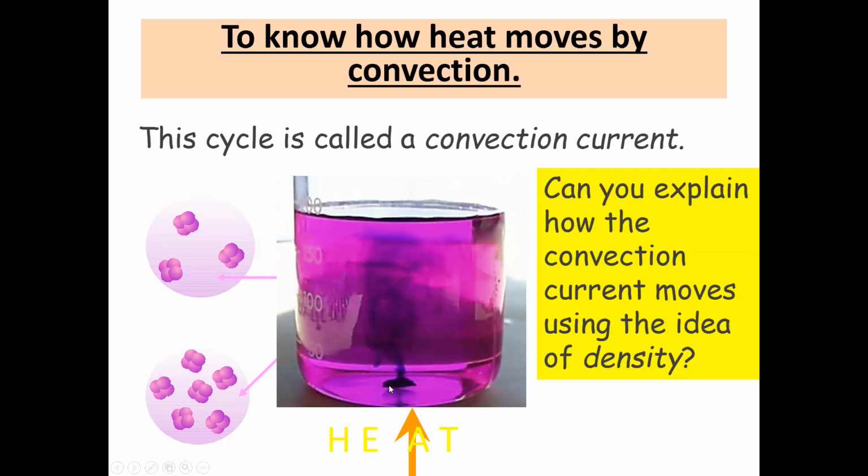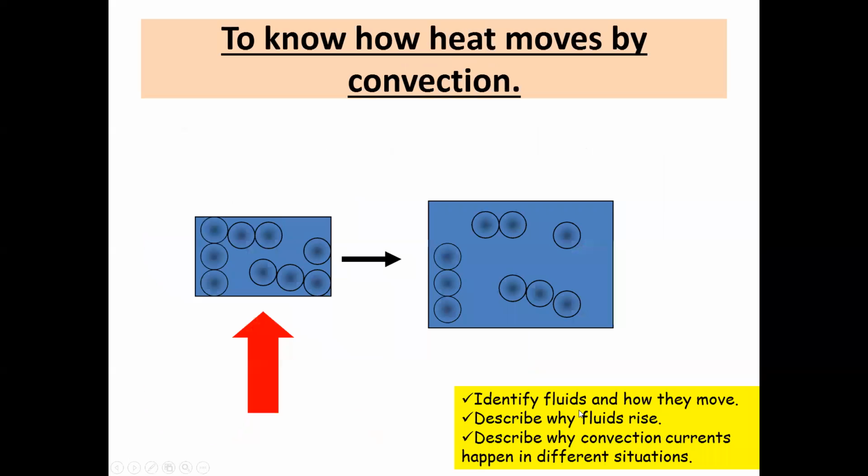If that hot water is represented by this potassium permanganate solution, the hot water rises and cools, and you end up with all the water being heated. So the reason we have convection is that when a fluid, which is a liquid or a gas, is heated, the particles vibrate more and spread out, making the fluid less dense, and that then rises through the colder liquid or gas. Okay.